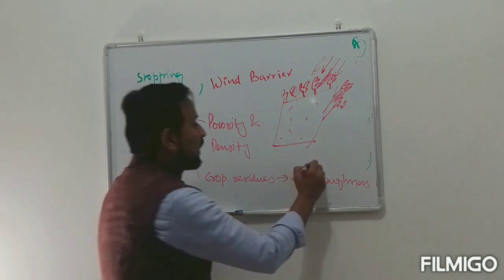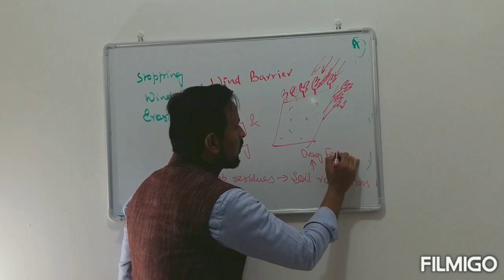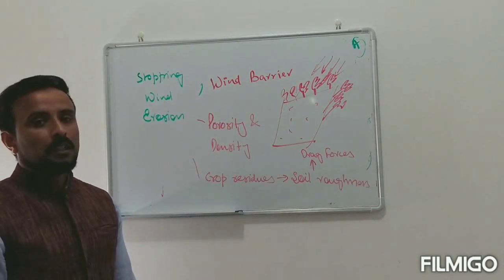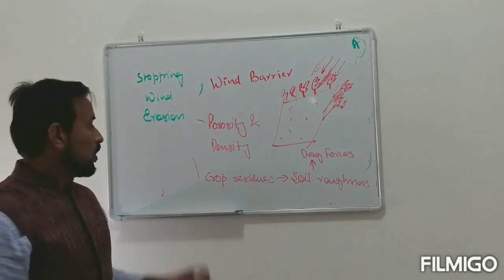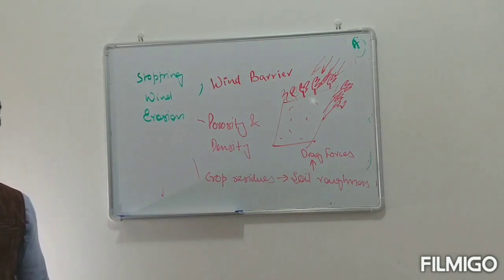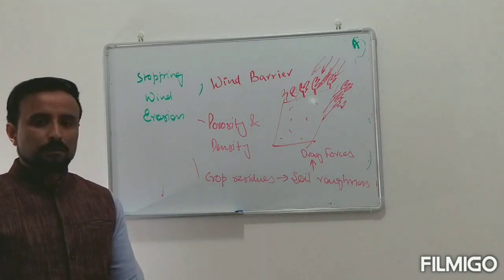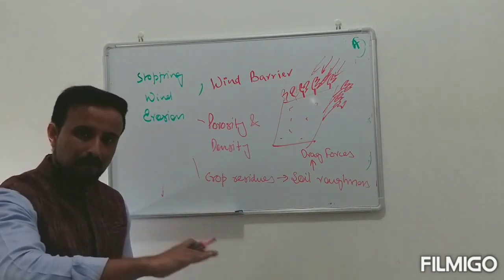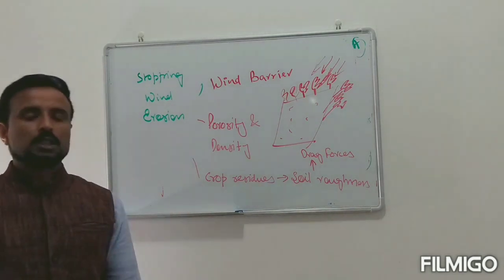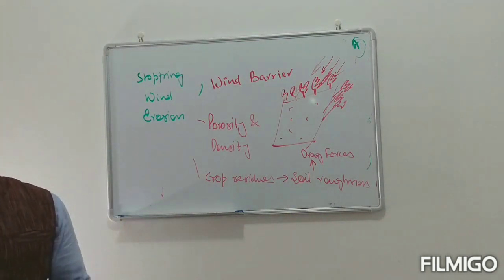It will enhance the drag forces, right? The more drag forces there will be, the better it will help in fighting against the wind erosion. So crop residues means those residues of plants after harvesting, like leaves, stems, unwanted plant parts which are kept on the ground, which makes a mulch layer on the surface of the ground, which makes a kind of crust layer on the surface of soil. They also help in avoiding wind erosion, right?